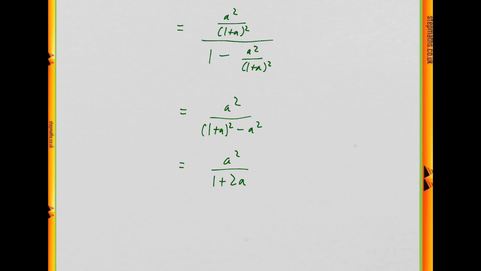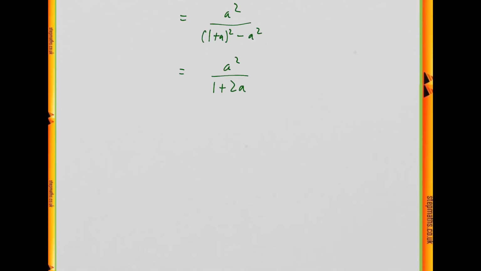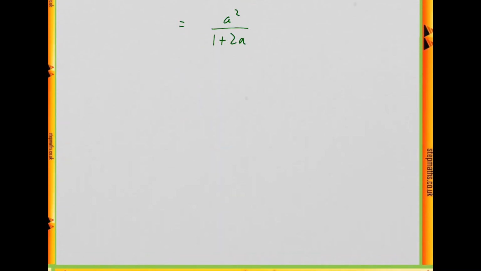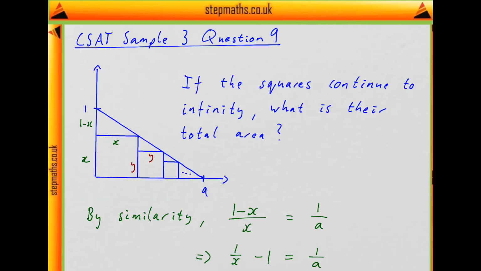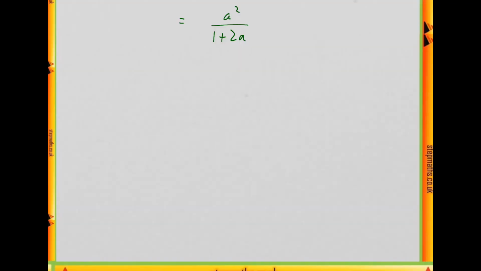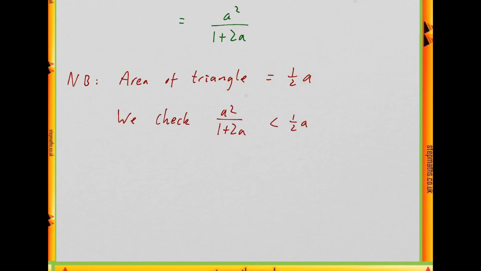Just quickly, we might want to sanity check this answer as well. Is it the right sort of size? Well, one thing we know is this ought to be positive, which it is, because a is positive. And it ought to be less than the area of the triangle. And if we go back and look at the triangle, the height is 1 and the length along the bottom is a, so the area is just going to be half times 1 times a. So the area of the triangle is basically half a, and we want this to be less than that, so we'll just check that it is.